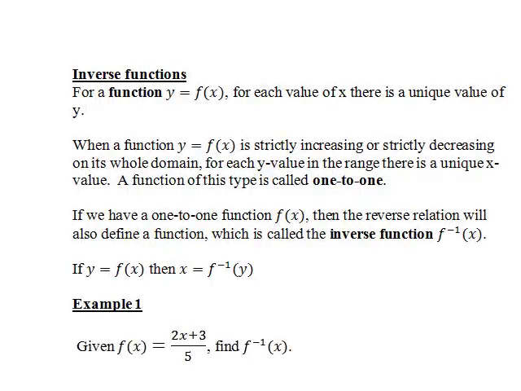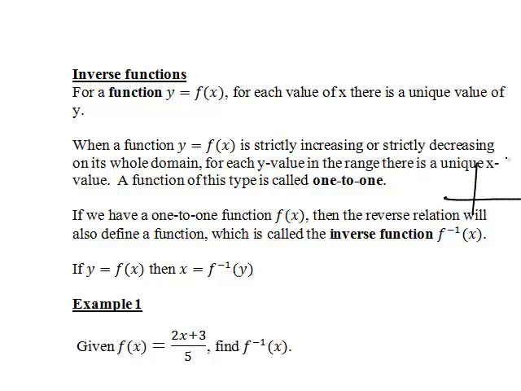In this recording, we will have an introduction to inverse functions and a simple example. For a function y equals f of x, for each value of x, there must be a unique value of y if it is in fact a function. Furthermore, when a function y equals f of x is strictly increasing or strictly decreasing on its whole domain, then for each y value in the range, there will be a unique x value. A function of this type is called one-to-one.